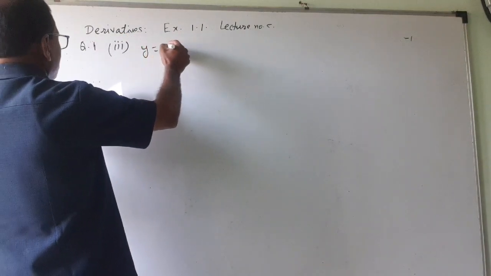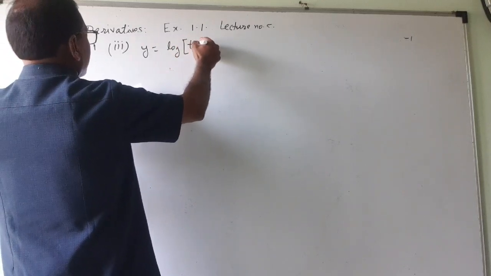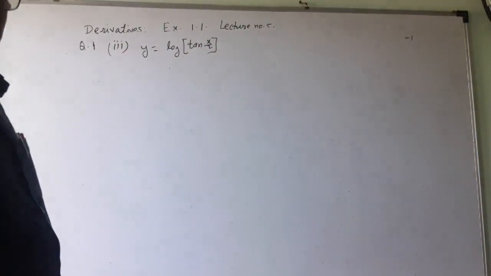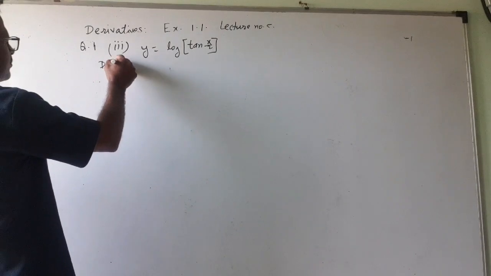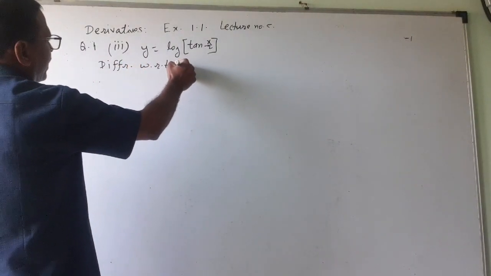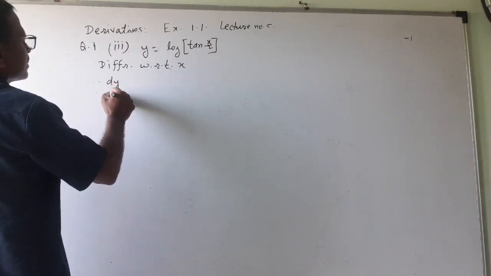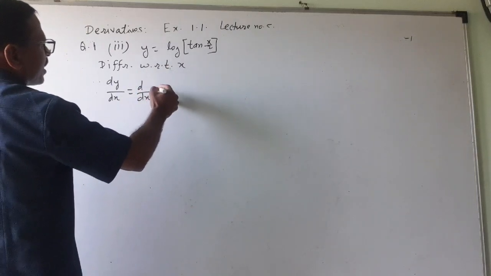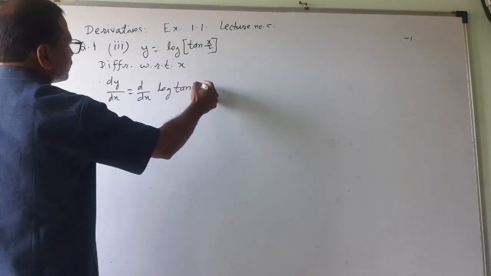y is equal to log of tan of x/2. Here also, differentiating with respect to x, the derivative of y is dy/dx. Here I am just writing the derivative I am going to take of log of tan of x/2.